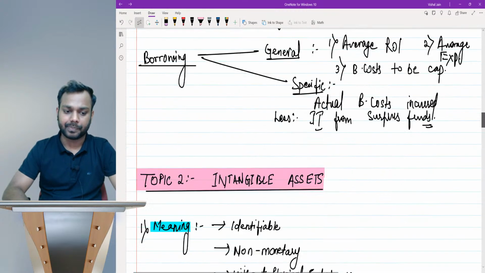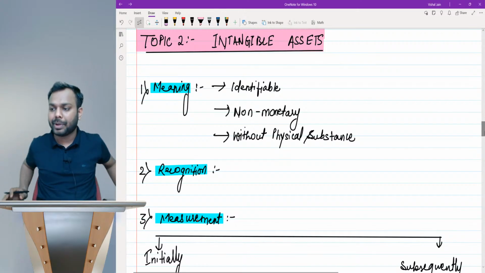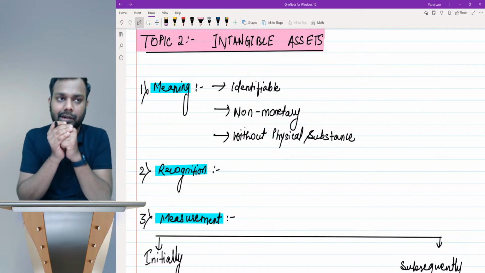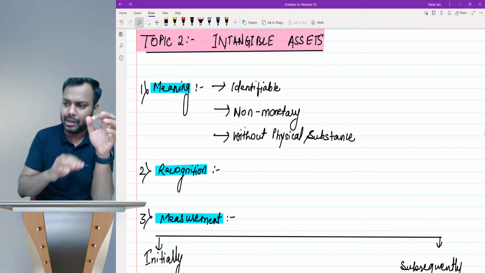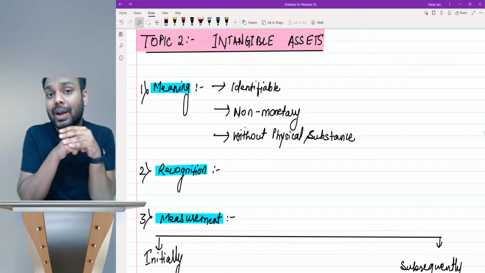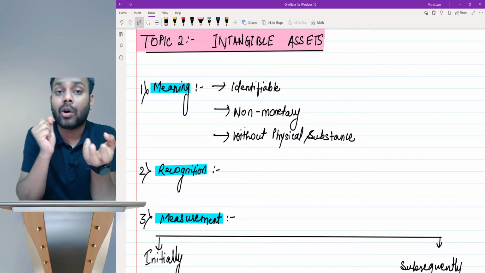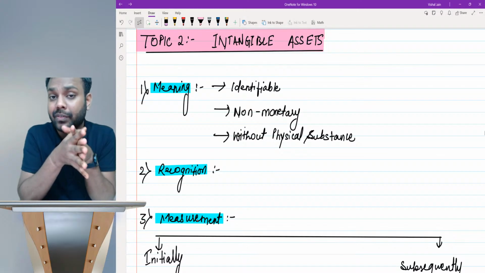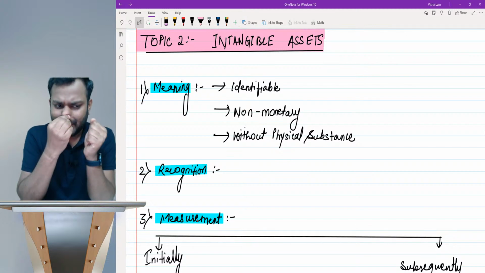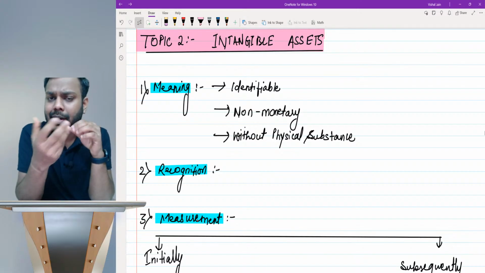Now, coming back to our discussion, we'll start with topic 2, that is intangible assets. What are intangible assets? Basically, intangible assets are assets which are identifiable. You can separately identify them either through contractual rights, or they are separately identifiable on their own, without any physical substance.